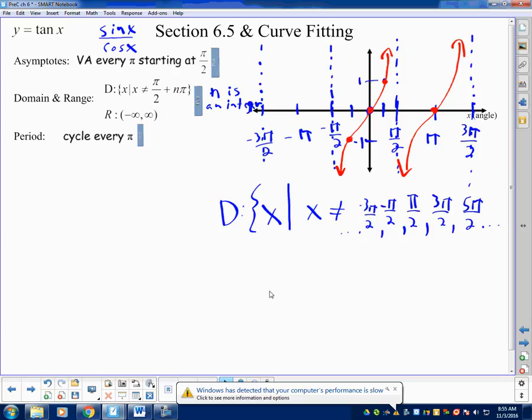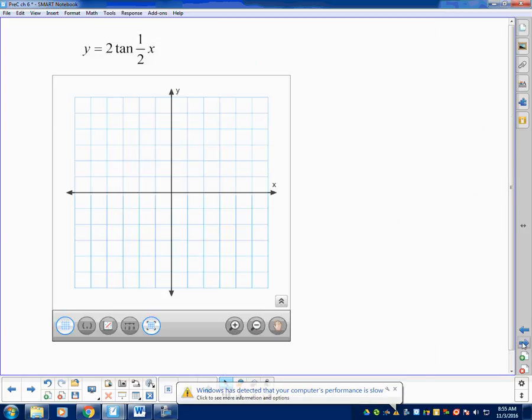Should we graph one example of it first before we go to the next one? Flip over to the back, the back of that front page. Let me find my tangent graph. I have one here. It should have y equals 2 tangent 1/2 x. So the question is, what is that 1/2 going to do? How is that going to change it from the parent graph? And what is the 2 going to change as well?